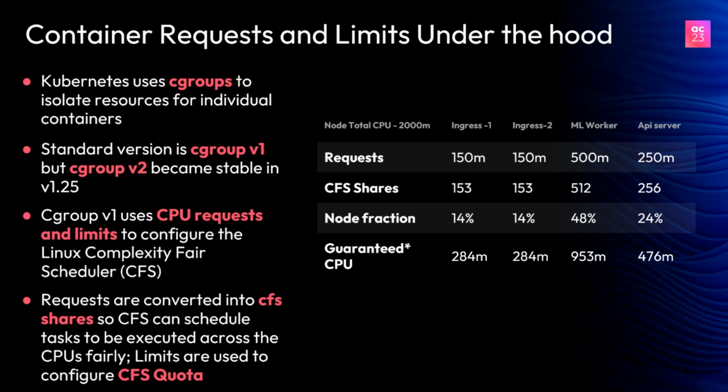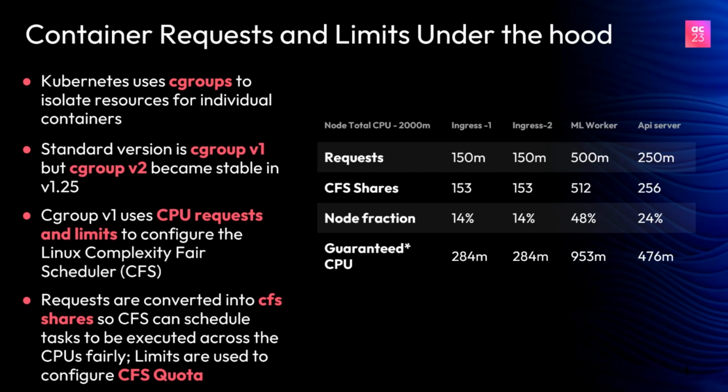Now, how these CFS shares work is very interesting. As an example, let's say there is a node which has 2 cores total, and there are 4 containers deployed on it: two ingress containers, one machine learning worker, which definitely needs more requests, and an API server. So these are the CPU requests which are assigned to each of these. Now, they get translated to CPU shares, which basically get multiplied by 1024, which converts it to binary. But again, it's relatable.